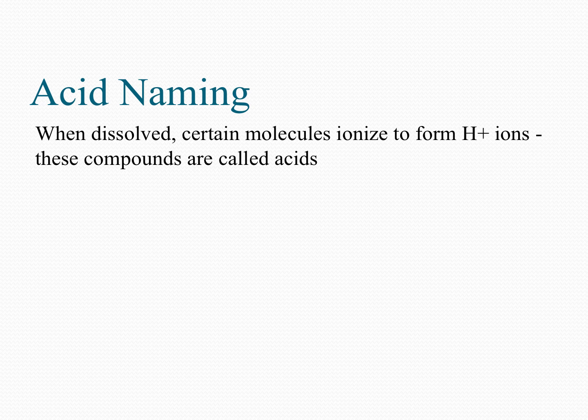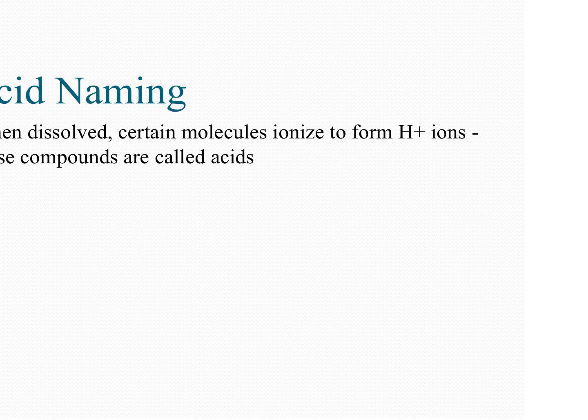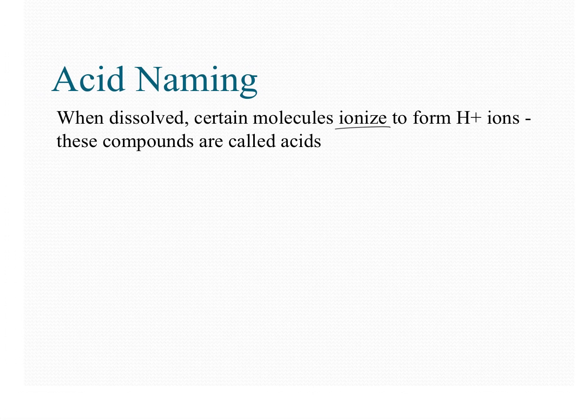But when we talk about compounds that are acids, acids are compounds that, when they ionize, form an H plus ion. Let's talk about what it means to ionize first of all. Tell me first, what is an ion? Any particle with a charge. So when a molecule ionizes, when something dissolves, it breaks into its individual ions.